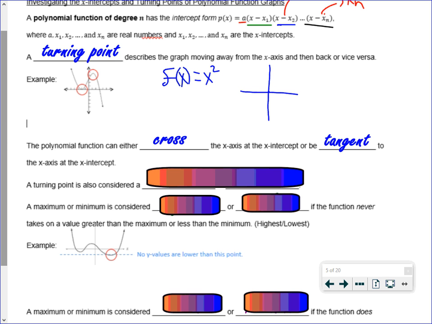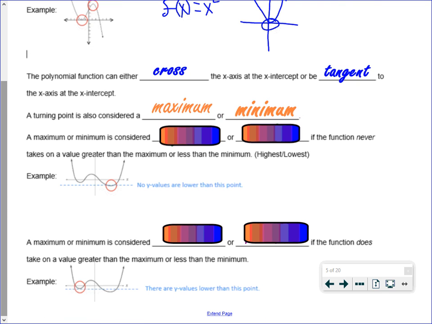And we can see that the graph f of x equals x squared is going to go down until it touches the x-axis, and then it bounces right back up. That point right there where it touches and bounces back up is said to be tangent to the x-axis, or in other words, it's just touching and going right back up. That's what it means to be tangent. A turning point is also considered a maximum or minimum, so they can be used interchangeably.